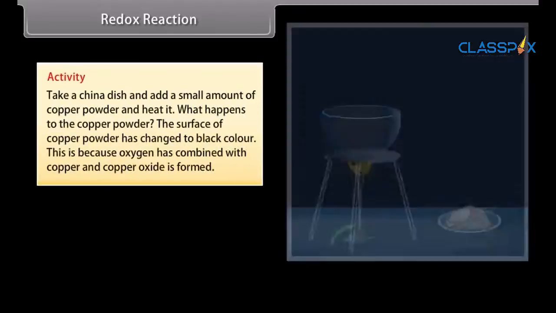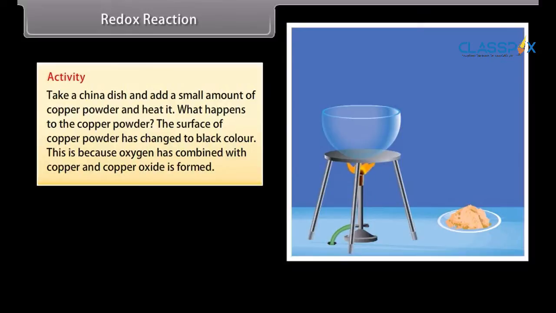Activity. Take a china dish and add a small amount of copper powder and heat it. What happens to copper powder? The surface of copper powder has changed to black color. This is because oxygen has combined with copper and copper oxide is formed.